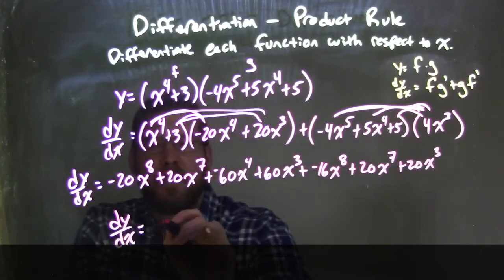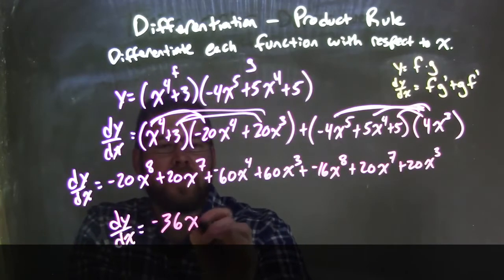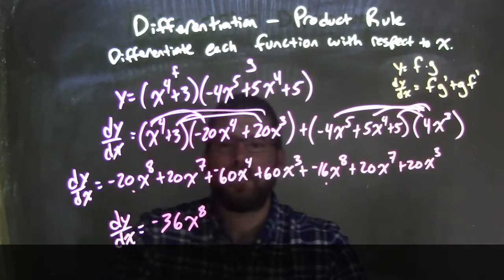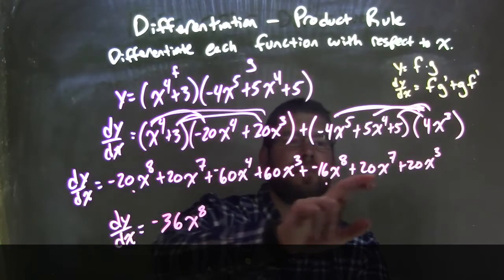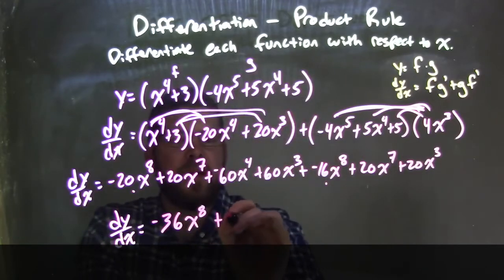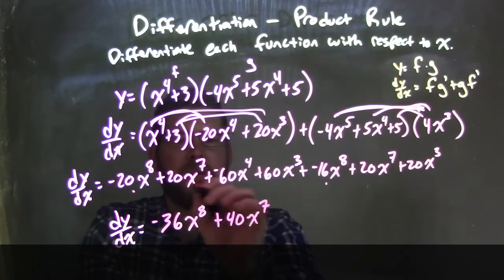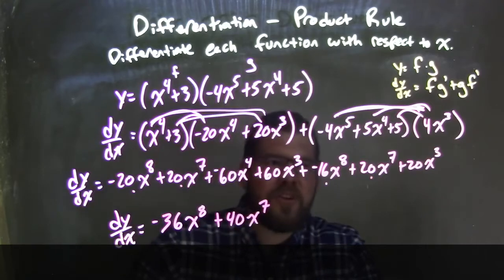So we combine them together, we have negative 36x to the 8th right there. Now we have to look at our x to the 7th powers. So we have 20x to the 7th and 20x to the 7th. Combine them together, we have 40x to the 7th. I'm going to put a dot again underneath, showing that I've used those.